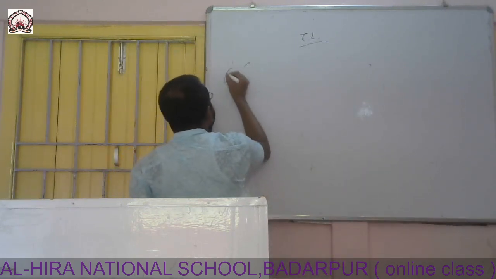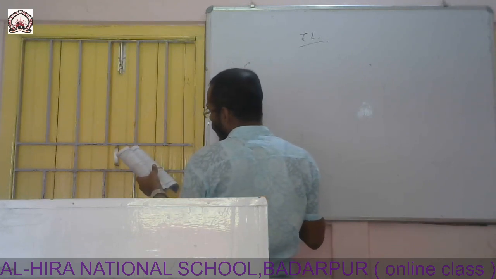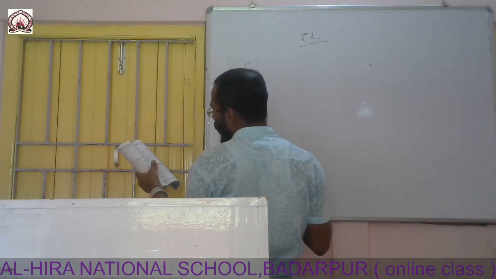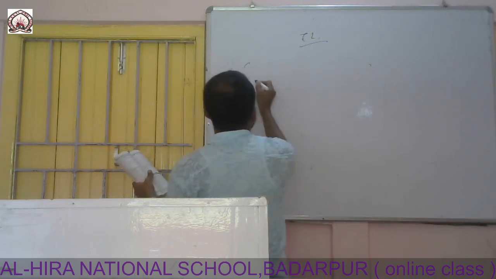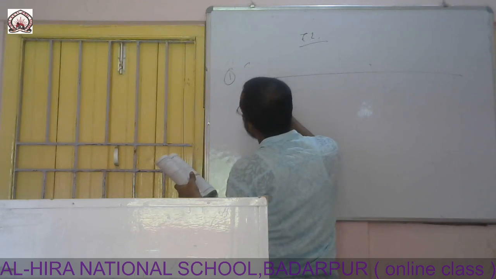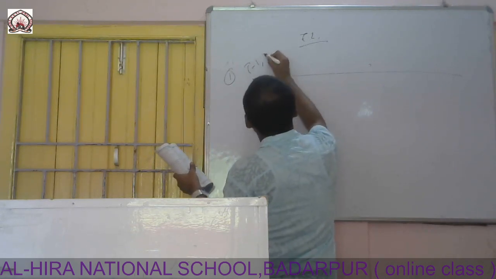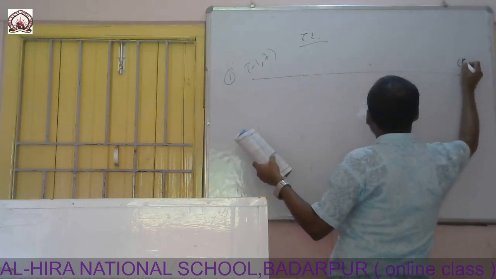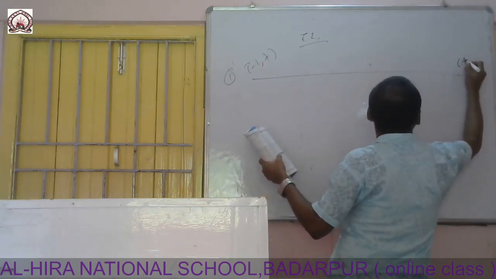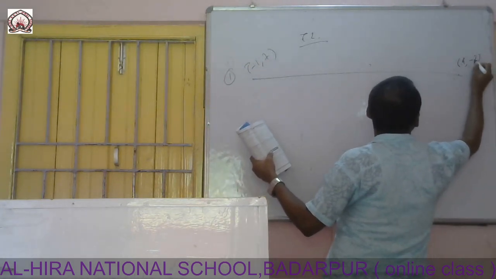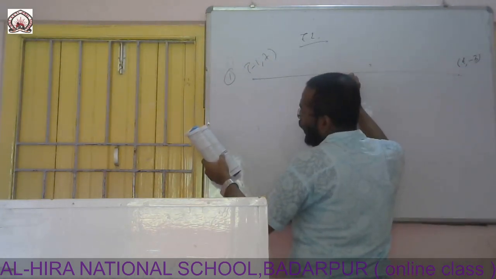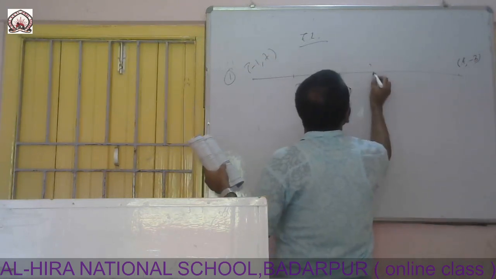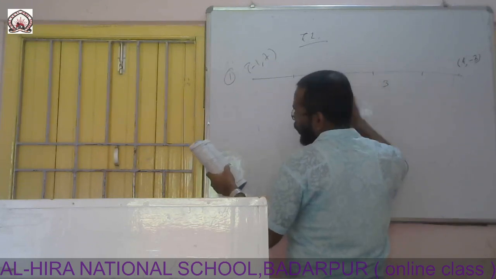Question number 1 is, find the coordinates of the point which divides the join of (1, 7) and (4, -3) in the ratio 2:3. So here the points are, suppose (-1, 7) and (4, -3). Here, suppose this is 2 part and this portion is 3 part. So 2, 3.